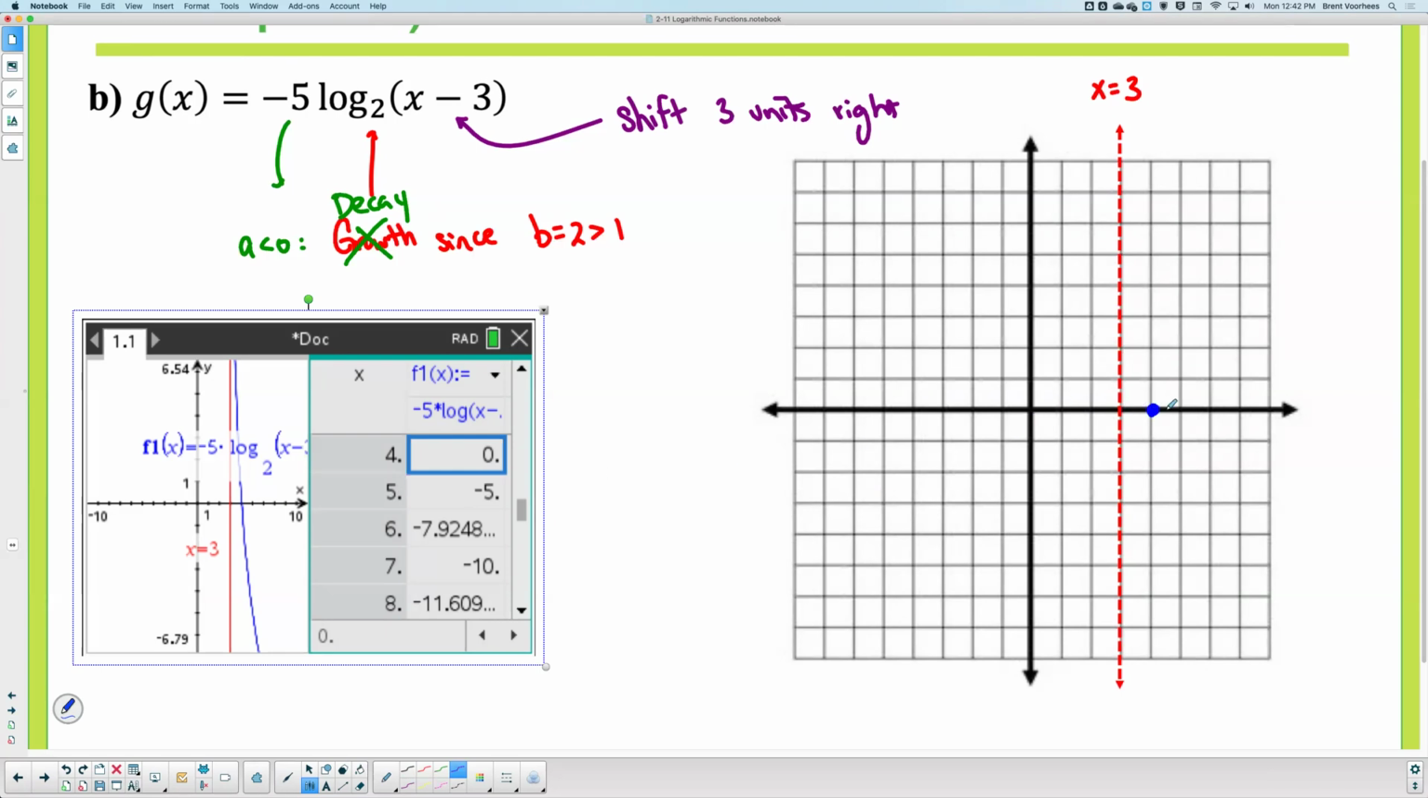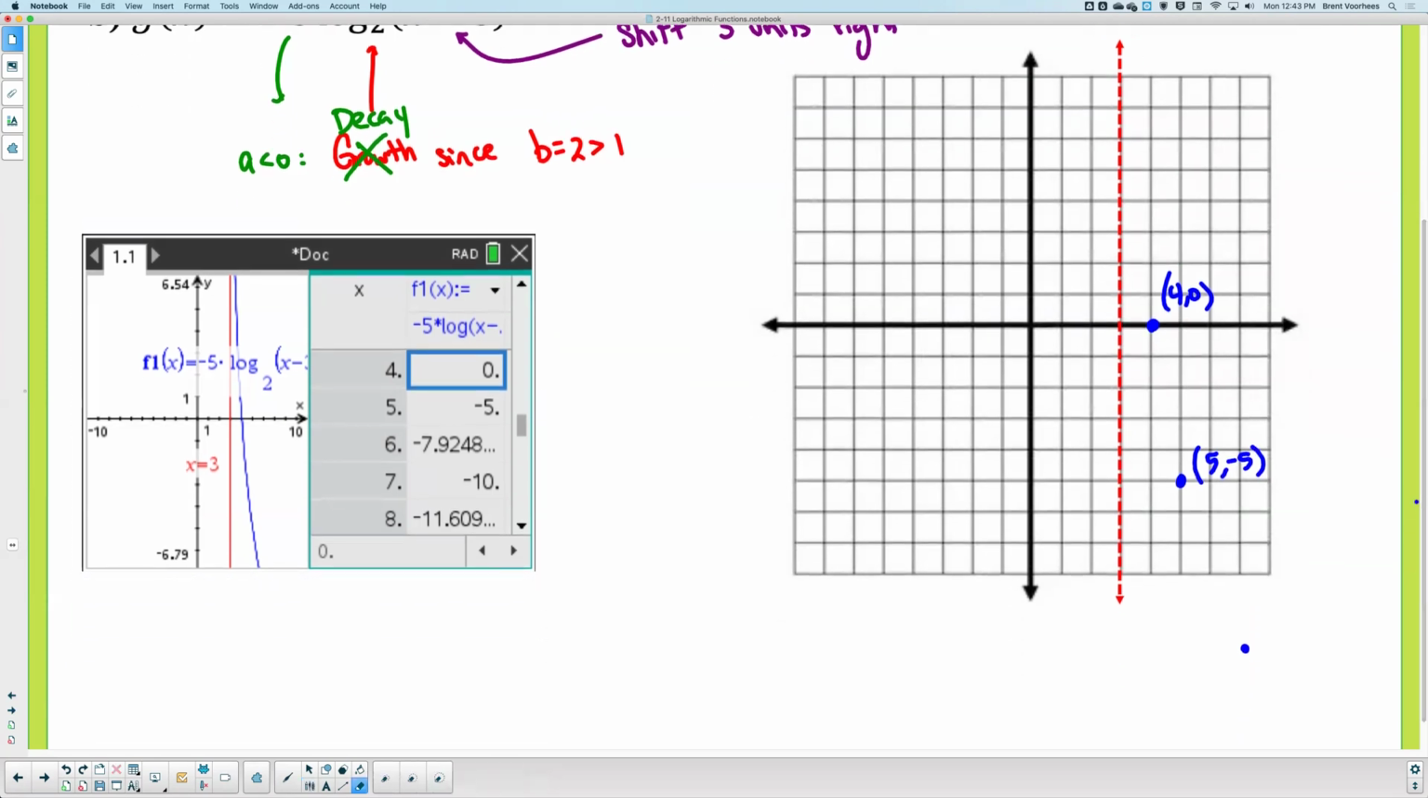Then (5, -5). This is (4, 0). 5, -1, 2, 3, 4, 5. So (5, -5). And then finally, it says at 7, -10. 5, 6, 7. -10 is somewhere down here. I'm going to just place it right there. That is (7, -10). Okay, looking at the points, what can you tell me is happening with the y's?